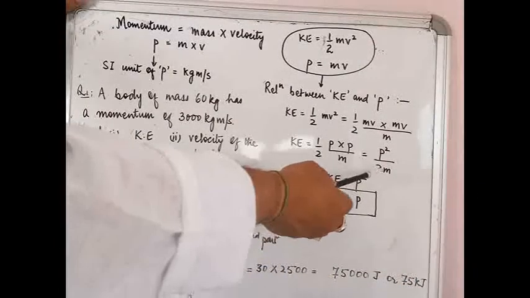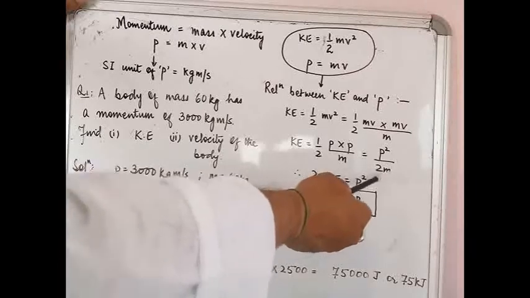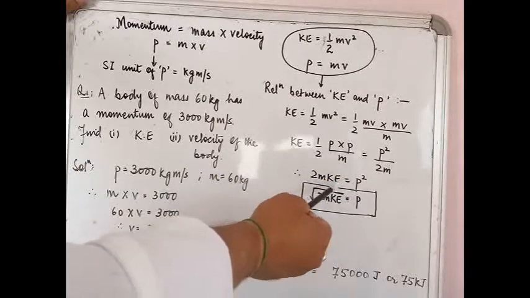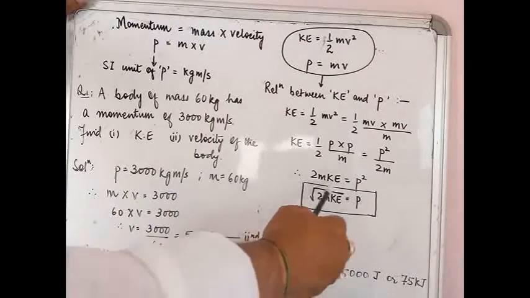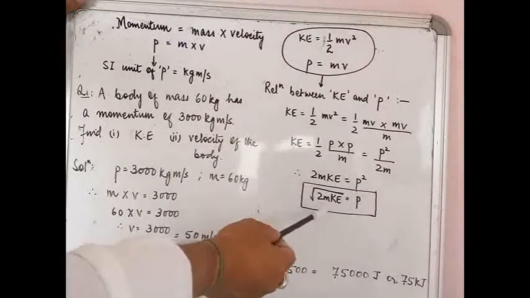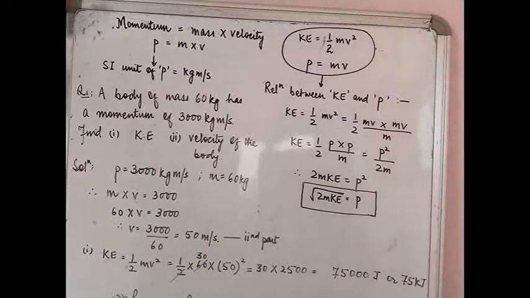So cross multiply over here, this 2m into KE will become 2m KE is equal to p square. Therefore p will become under root of 2m KE. This is the relationship between kinetic energy and momentum. So if you come across a problem in which you have to use such a formula, you can always go ahead and use it.